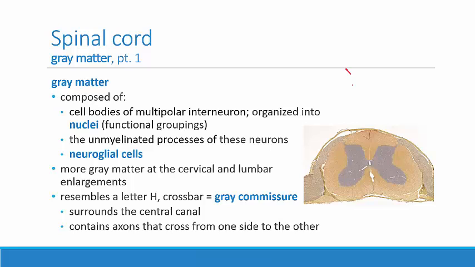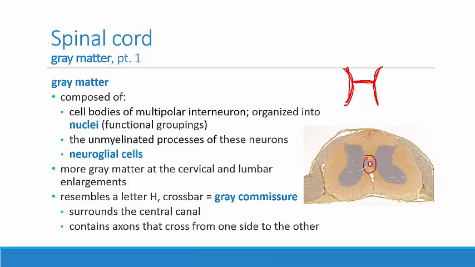So if we think about this as kind of resembling an H or a butterfly, the crossbar of the H, that's this region, is referred to as the gray commissure. Remember, commissures are regions where we connect the right and left side of the central nervous system. Here, rather than being white matter like we see in the brain with that large band of white matter that connects the right and the left half, it's gray matter, and it surrounds the central canal.